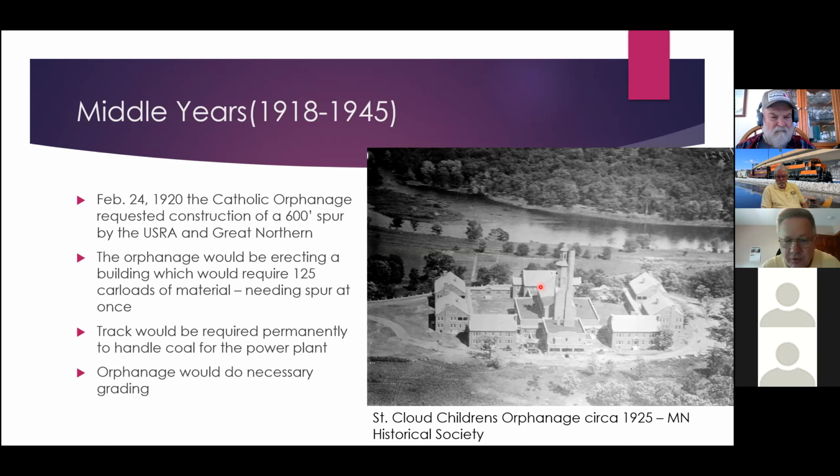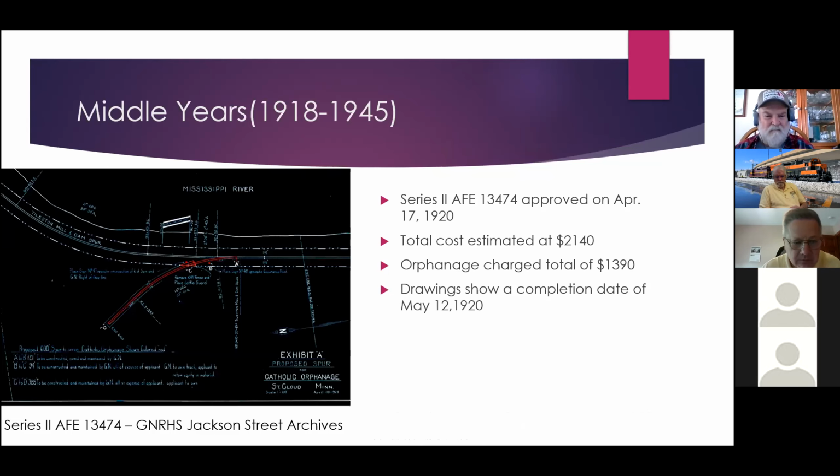So you can see the orphanage here. You can even see the fence here; the orphanage is up on the bluff. Here's the spur coming in off the river down below. They approved an AFE in 1920. The total cost was about $2,100. The orphanage was charged $1,390, and it was finished on May 12th, 1920. And this shows the spur coming off the main line.